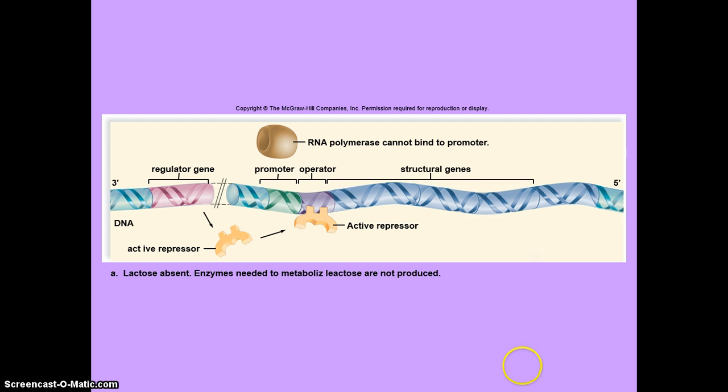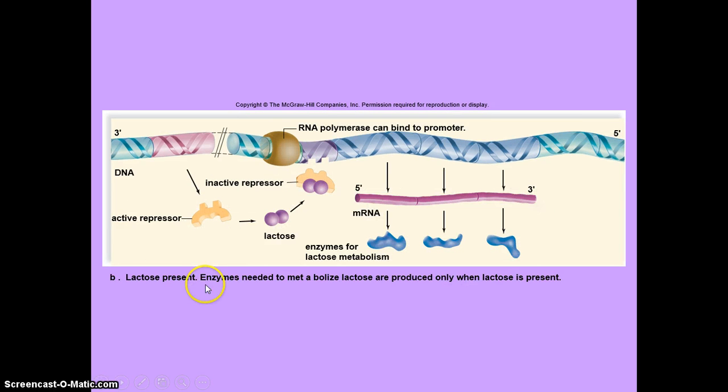So let's take a look at this. This is what happens when lactose is absent. When lactose is absent, the active repressor is in the operator, and that causes the RNA polymerase to not be able to bind and start the transcription of those genes. When lactose is present, it binds to the repressor, causes it to release, allows the RNA polymerase to bind to the promoter, and goes ahead and will transcribe the section of the three gene sequences needed for digestion of lactose.